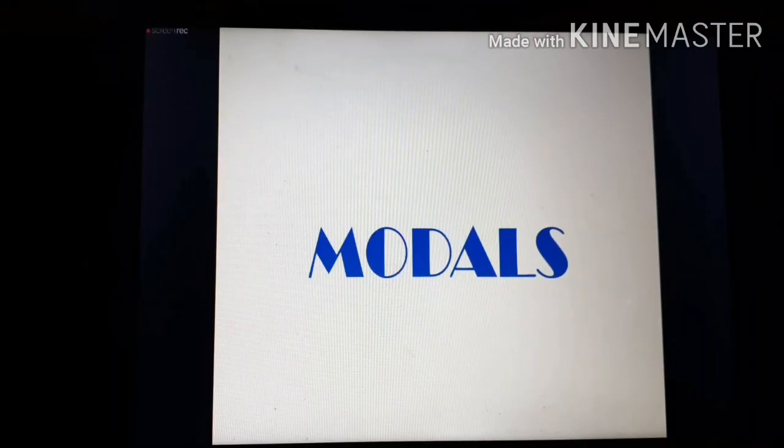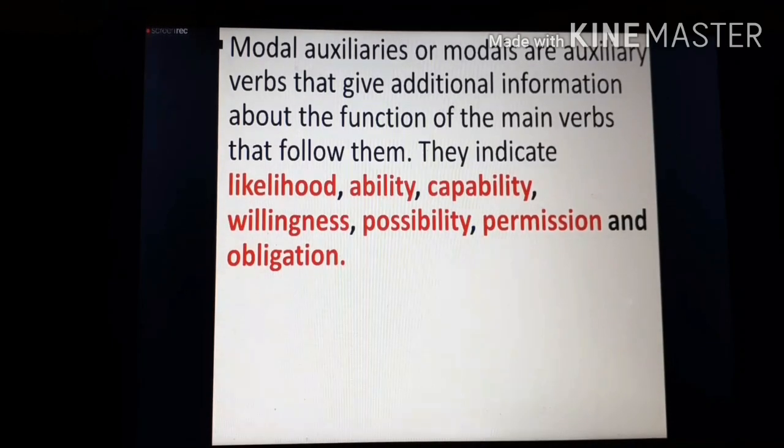As you know, we have already come to the end of the topic, that is modal auxiliaries, and today I am here to revise on the same. So let's get started. Here it goes, modals. Let's see what are modal or modal auxiliaries.